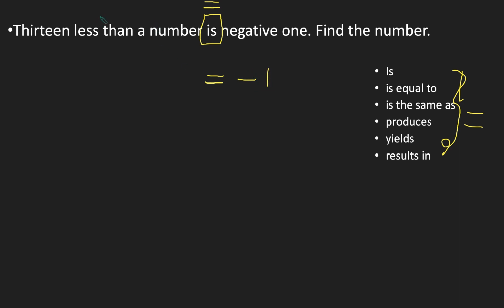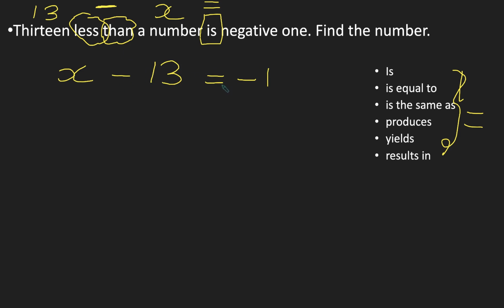Now let's go back. Now here I see the word than, and it's less than. So we know less than means to subtract. There is 13, and then it says a number, which is x. But because of the word than, you're going to write this in reverse. x minus 13 equals -1.